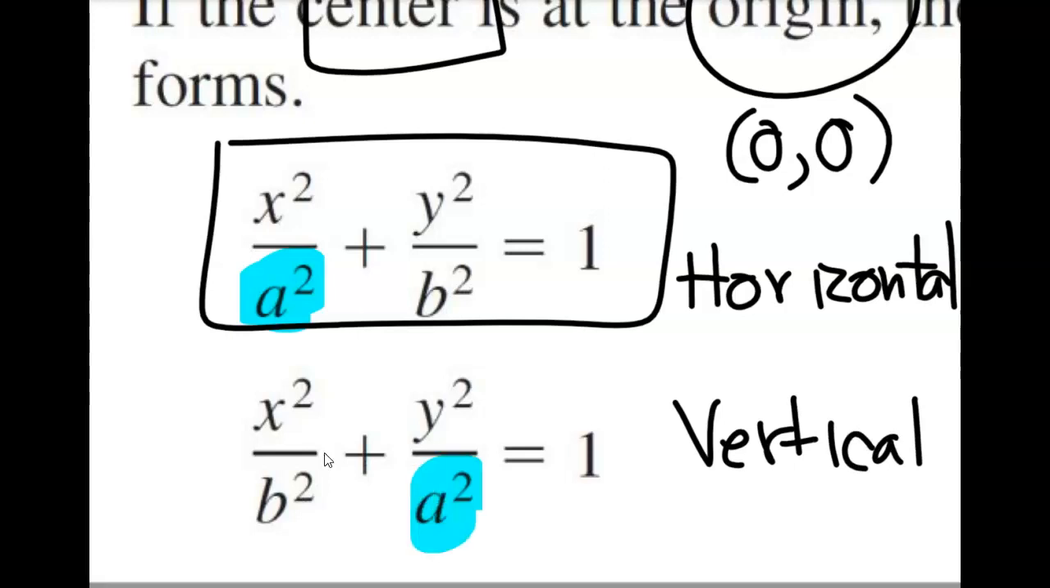Now, how do we know which one is A and which one is B? Well, always the biggest one is going to be A. So A is always bigger than B. And in the event that A and B were equal, then we wouldn't even be talking about an ellipse. We will be talking about a circle, perhaps.